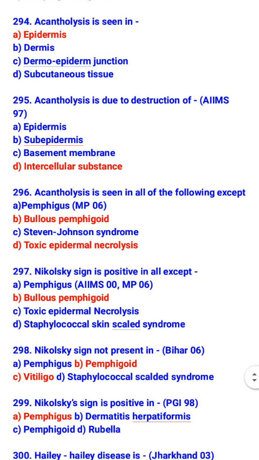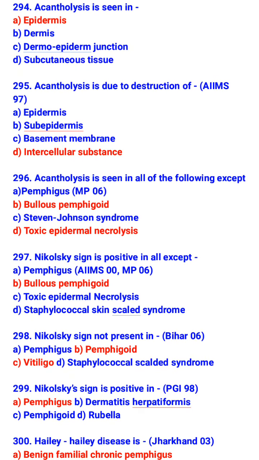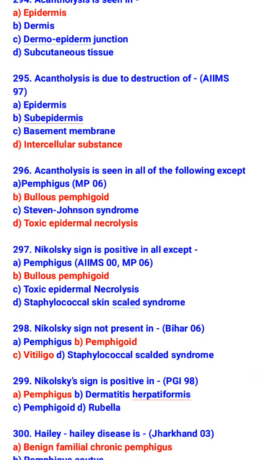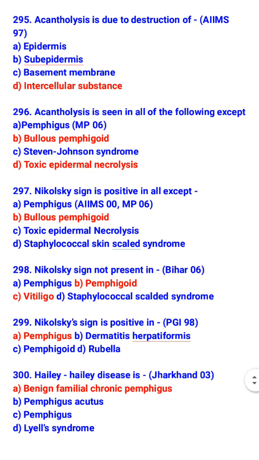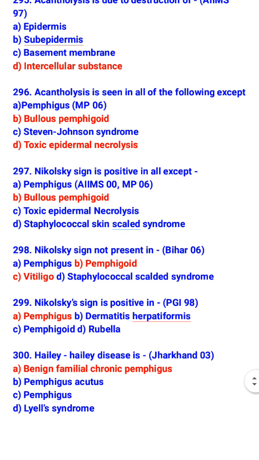Acantholysis is seen in all of the following except bullous pemphigoid and toxic epidermal necrolysis. So acantholysis is seen in pemphigus, but it is not seen in bullous pemphigoid and toxic epidermal necrolysis. Nikolsky sign is positive in all except bullous pemphigoid. Nikolsky sign is positive in pemphigus, toxic epidermal necrolysis, and staphylococcal scalded skin syndrome. Nikolsky sign is not present in pemphigoid and vitiligo. It is present in pemphigus and staphylococcal scalded skin syndrome. Nikolsky sign is positive in pemphigus. Hailey-Hailey disease is benign familial chronic pemphigus.